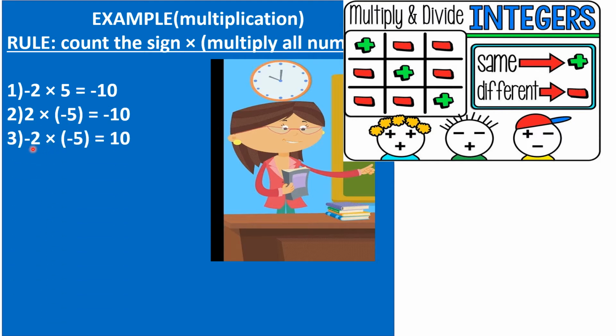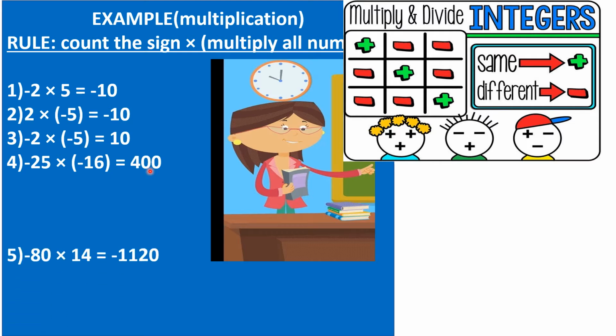Coming to the third one, first is negative and second is also negative. That means both are having the same signs. If they are having the same signs, same means positive. So I'll have positive, 5 into 2 is 10. Fourth one, minus 25 into minus 16, same sign. Same sign means the answer will be plus, and then 25 into 16 will be equal to 400.